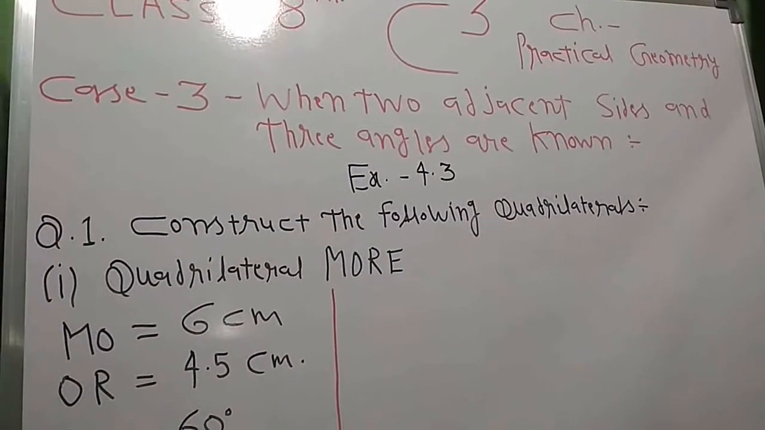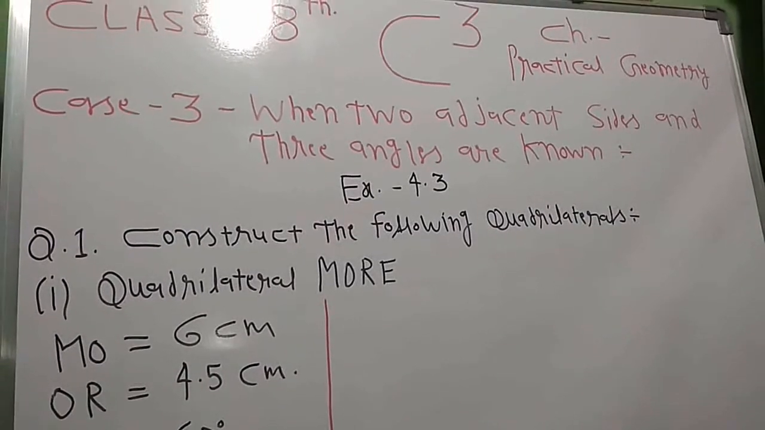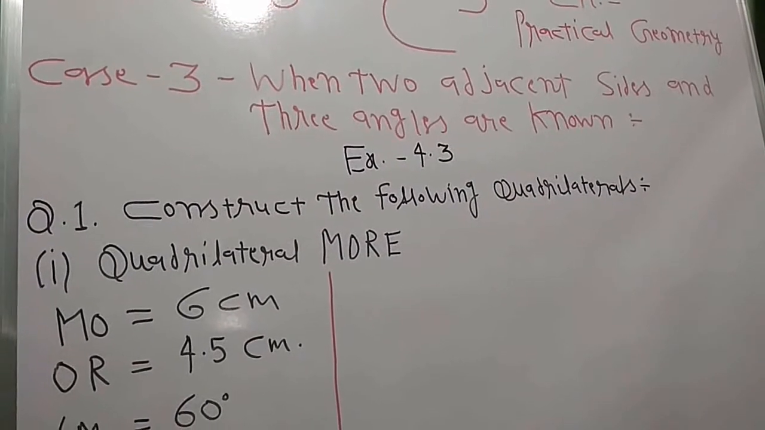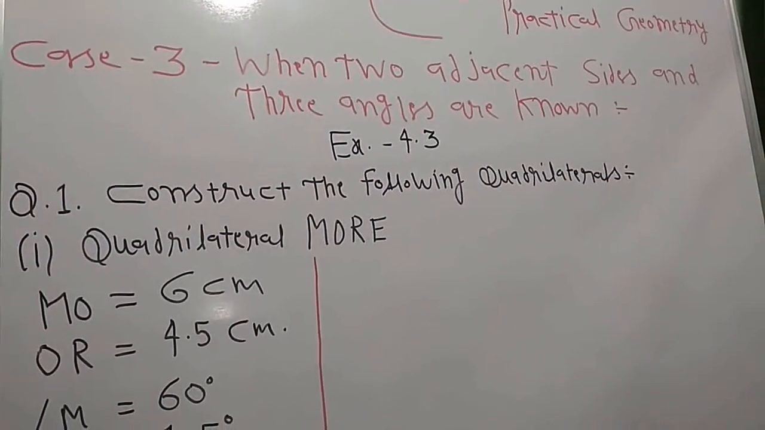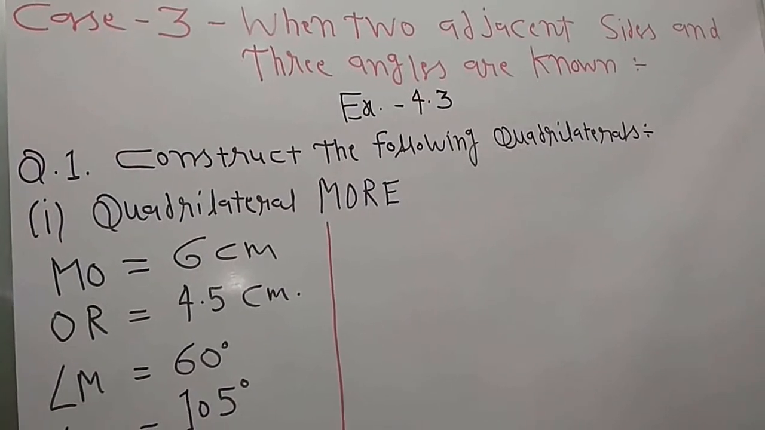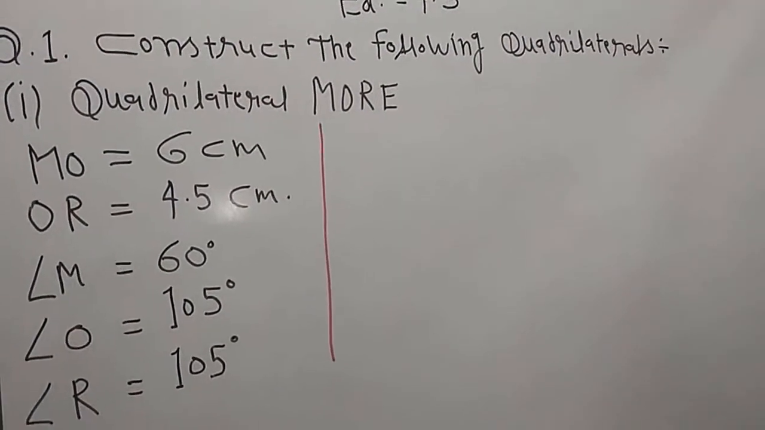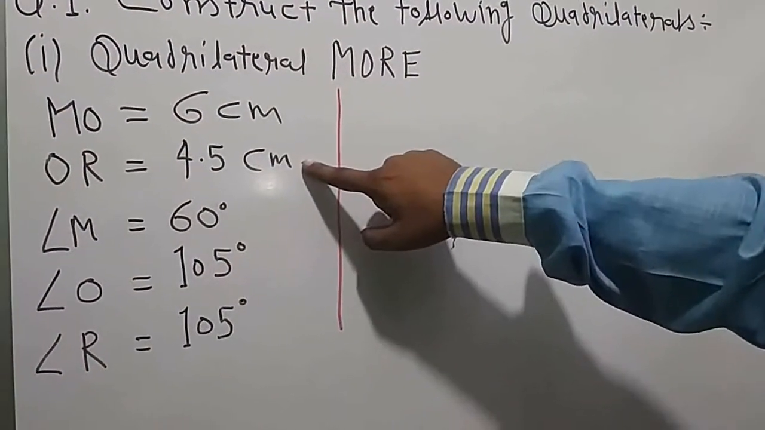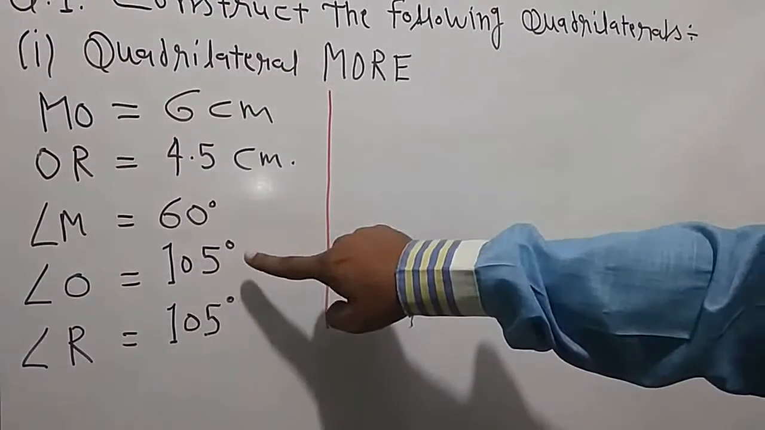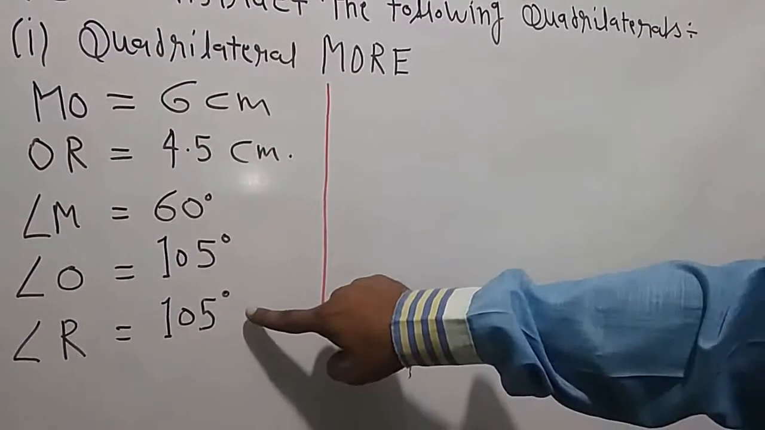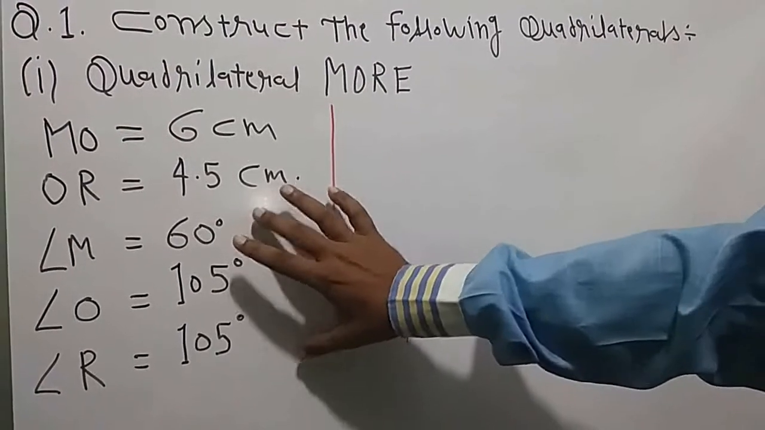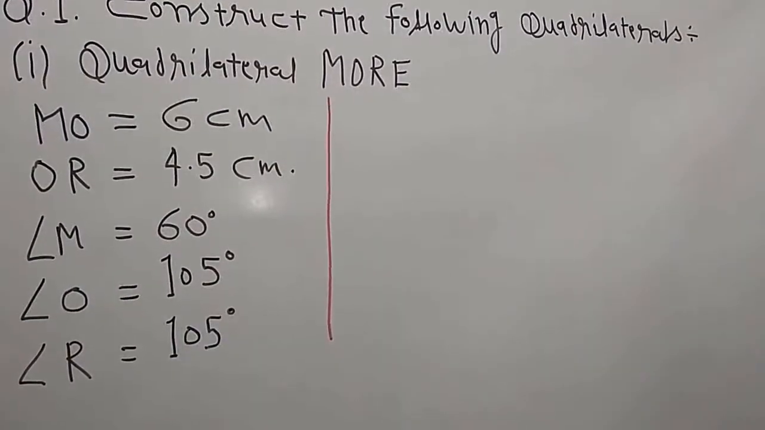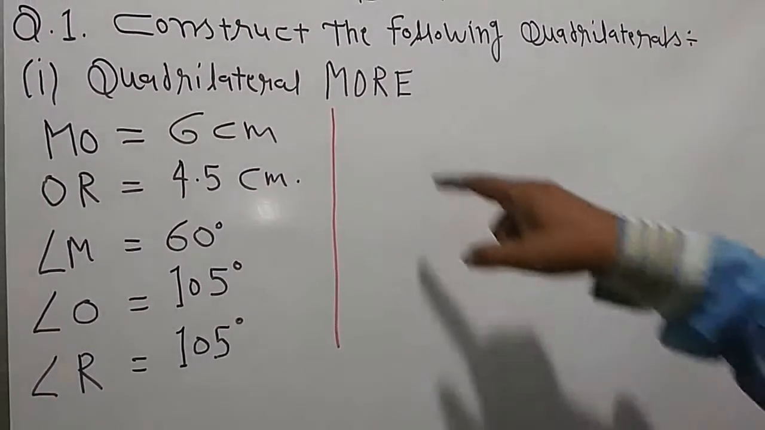In today's video, we are going to explain case three, when two adjacent sides and three angles are known. It is question number 1, part 1 of exercise 4.3, in which the given measurements are MO equal to 6 cm, OR equal to 4.5 centimeter, angle M equal to 60 degree, angle O equal to 105 degree, angle R equal to 105 degree. So there are three angles and the measurement of two adjacent sides given. On the basis of this, we are going to draw the rough sketch for the quadrilateral MORE.